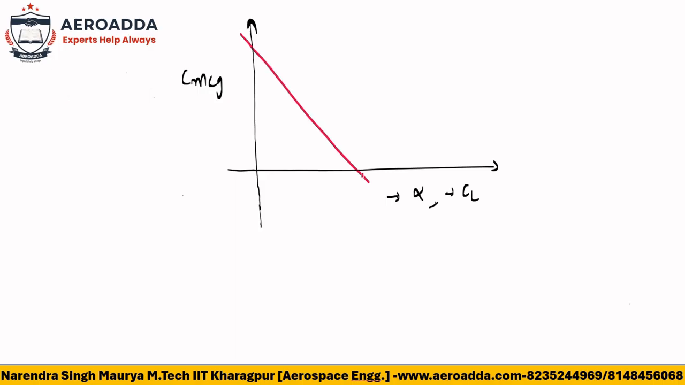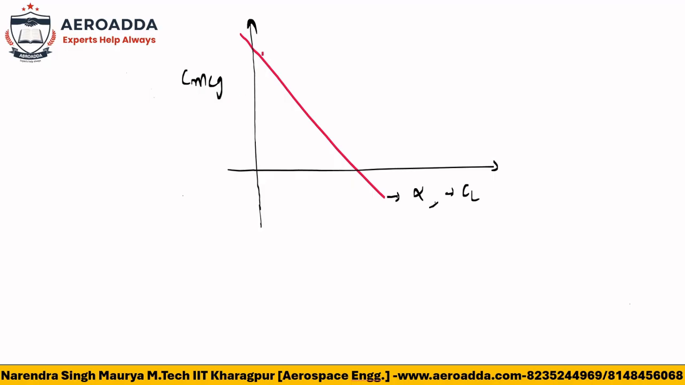So now you are very much confirmed that to make it a longitudinally stable aircraft, this slope should be negative with respect to alpha or with respect to CL, anything. So this slope should be negative. Please check it. This slope will be somewhat like this, right?